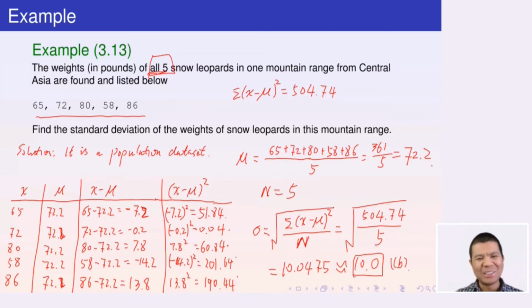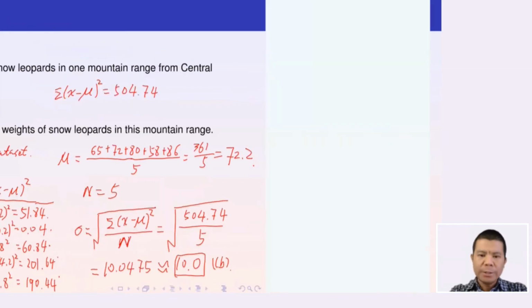All right, so here is the population version, right? So how to find the standard deviation of a population, which is a little different from the sample version. But the procedure is very similar. Okay. All right, very good.